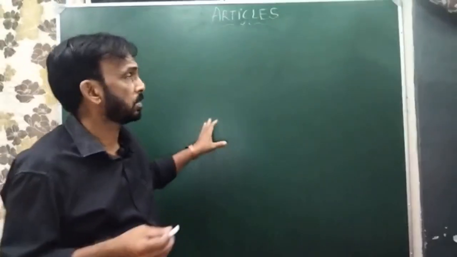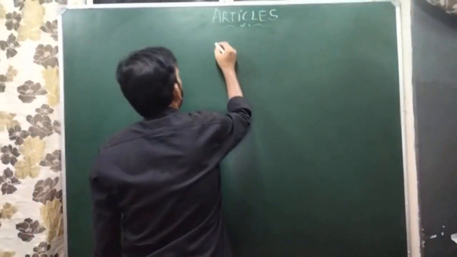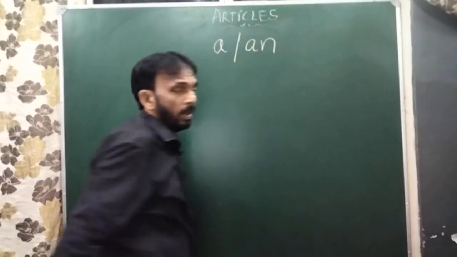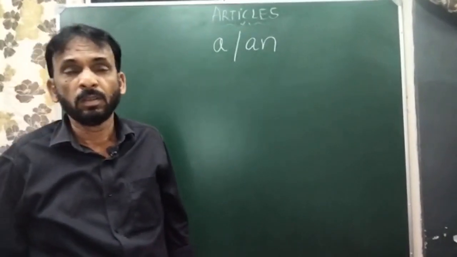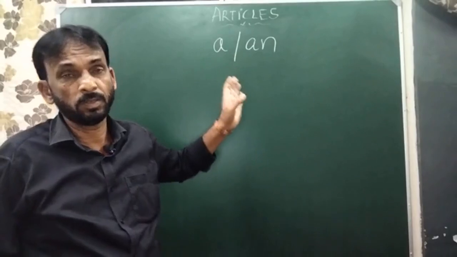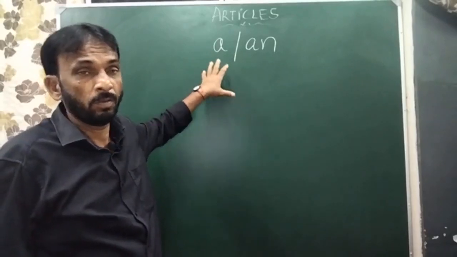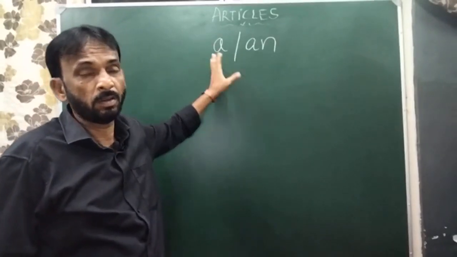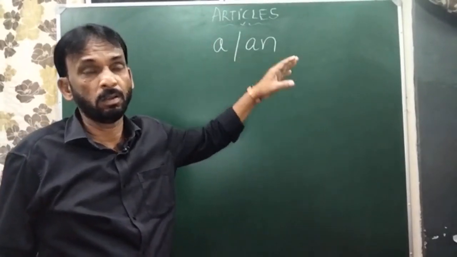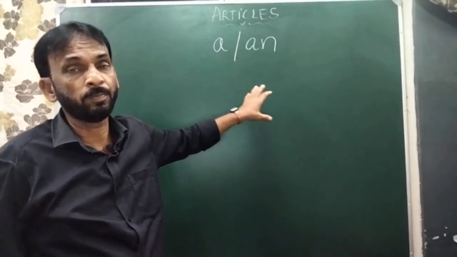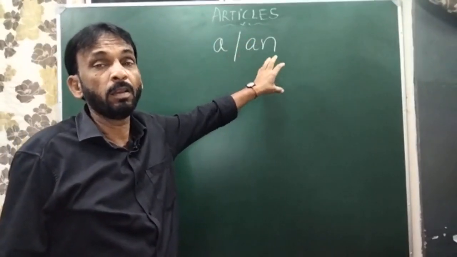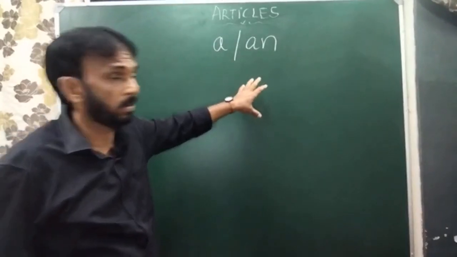Okay, first, a and an. These are the two articles, and the third one is the. We'll focus only on a and an first, and after that we'll study the third article. So a and an, they are indefinite articles.